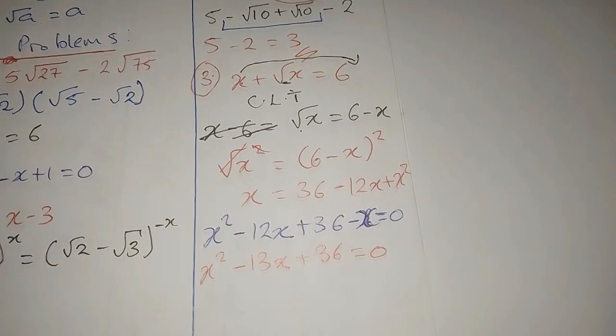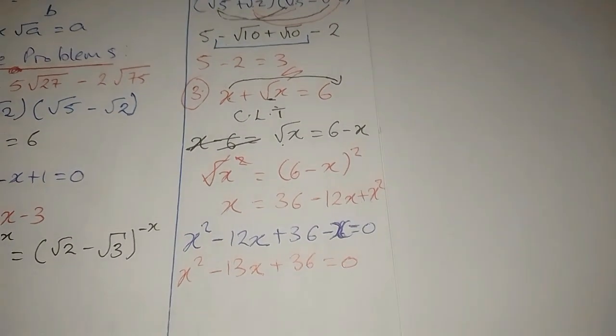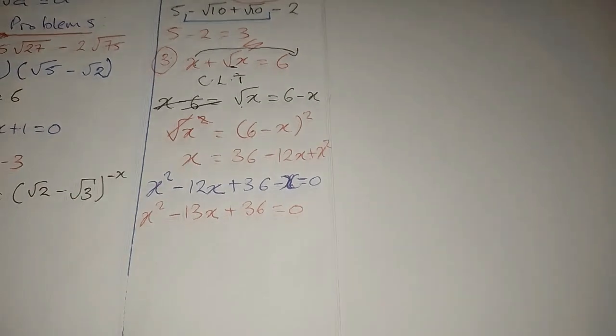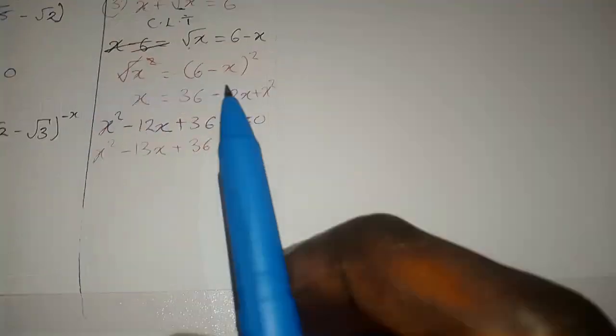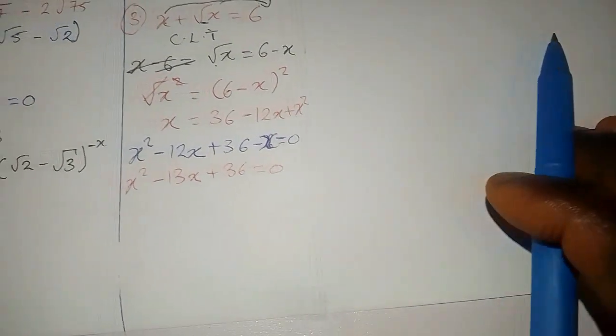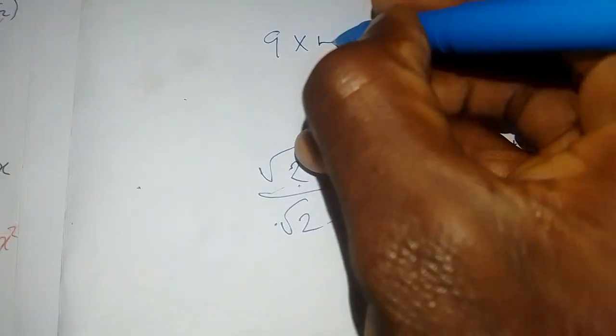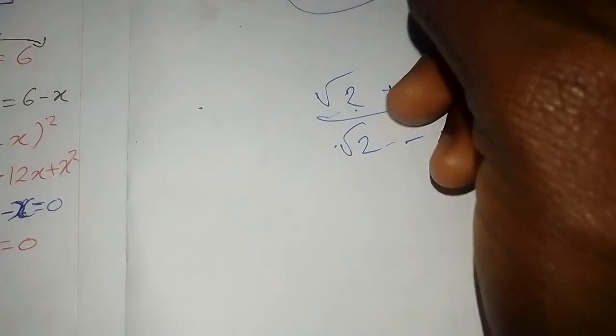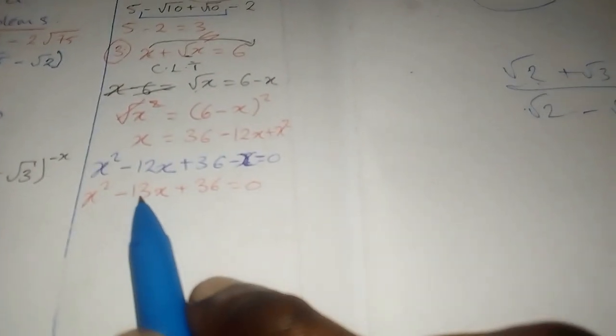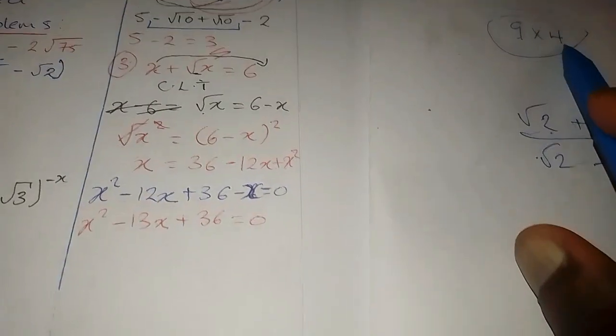Since we are doing surds, if I say I should factorize, is this even factorizable? Do you know what I'm saying? Yes, because this is 13. Okay, the constant is 36. If I take the factors of 36, they should be 9 times 4, and 9 times 4 will give me 36. Yes. And then if I check here, I have minus 13. 9 plus 4 is 13.